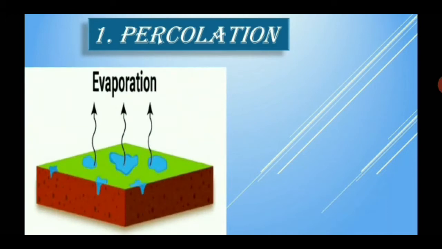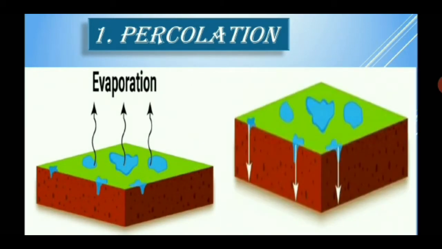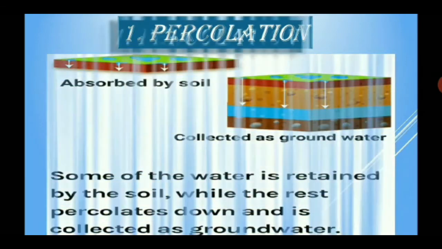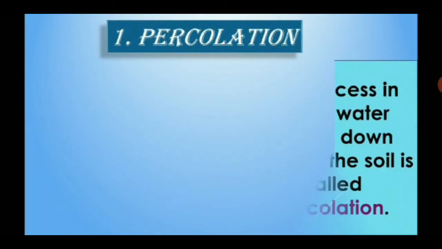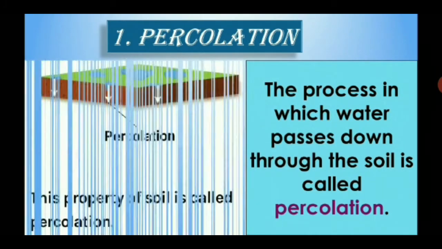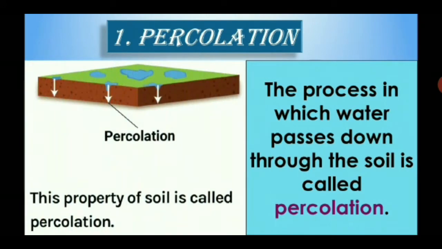Percolation. Whenever water falls on any surface of soil, we find that some portion of the water evaporates and some portion of the water is absorbed by the soil. And when this water is absorbed by the soil, it is collected as groundwater. The process in which water passes down through the soil is called percolation. This property of soil is called percolation.